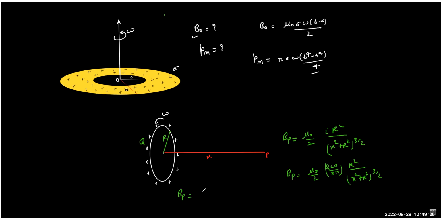So BP turns out to be mu naught by 4 pi q omega r square. So every formula which we have derived using the Biot-Savart law can also be derived this particular way, right? Yes, sir. Okay.